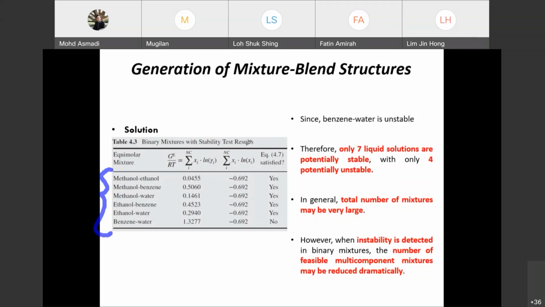Example 4.7, unstable binary pair. So that is about the mixture blend structure. Any questions about this one? Any questions?